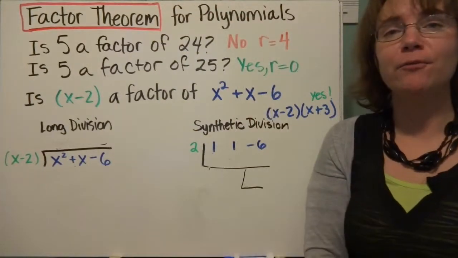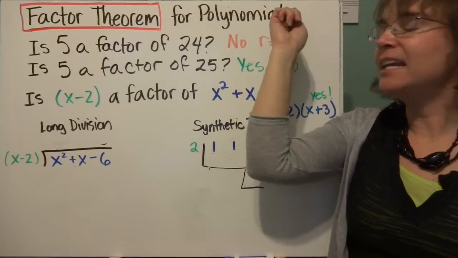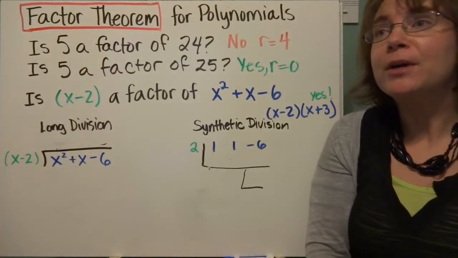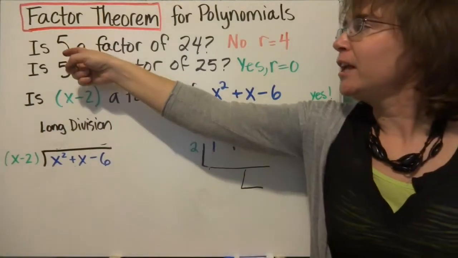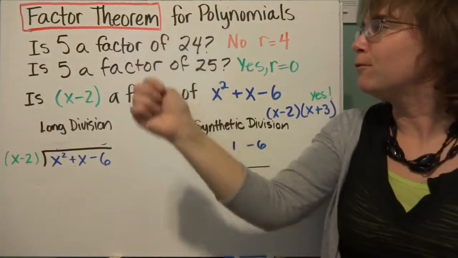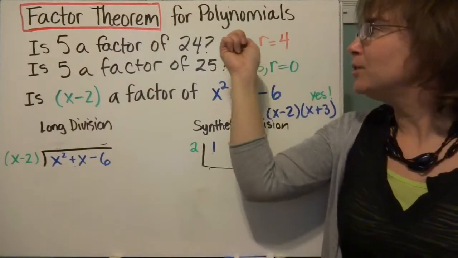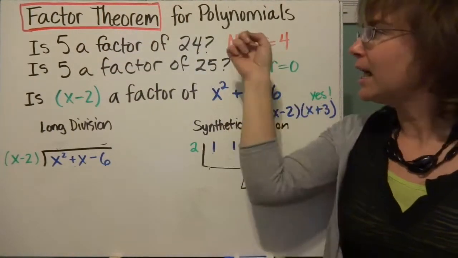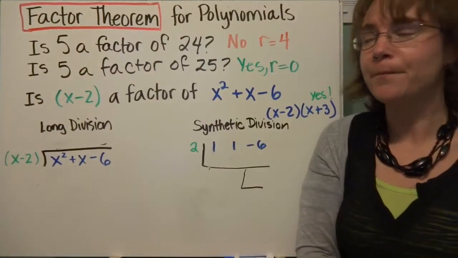The factor theorem for polynomials. Now, when we're looking at something a little more complicated, it helps to keep it in terms of what we do know. We do know what a factor of a number is. So when looking at if 5 is a factor of 24, we know if we have 24 divided by 5, we do not end up with it going in evenly. We have a remainder.